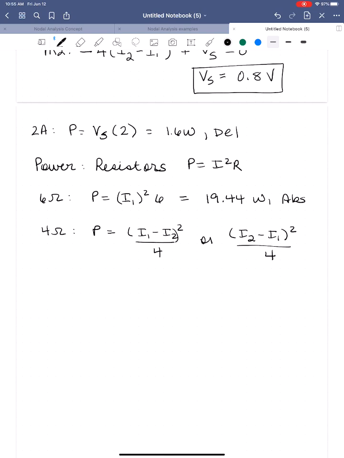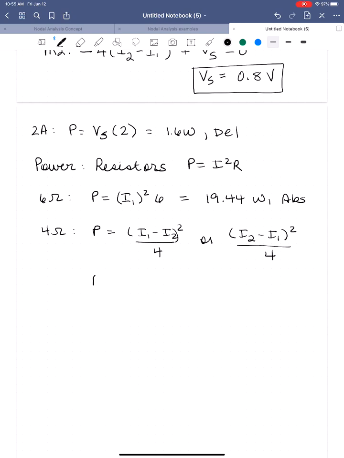Okay, either one of those will give us the same answer, which is again the nice thing about using I squared R or V squared over R. We don't care if the sign on either one of these currents is negative. We don't have to worry about passive sign convention because we're going to square that current. Now, if we're actually solving for current or solving for voltage, then it matters. But for power, it doesn't matter.